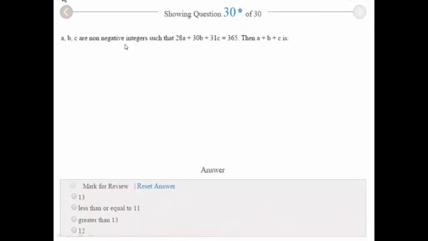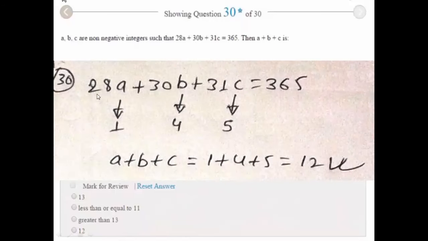A, B, C are non-negative integers such that 28a plus 30b plus 31c equals 365. Then what is a plus b plus c? Basically, this is a year, which has 365 days, and this is the solution. 28 days in February only, so 1 month; 30 days we find in 4 months; and 31 days we find in 5 months.